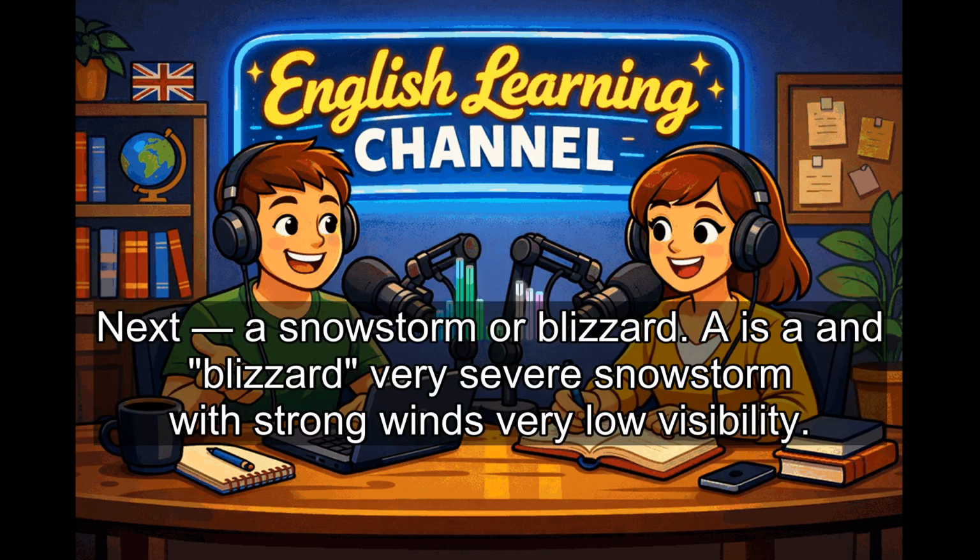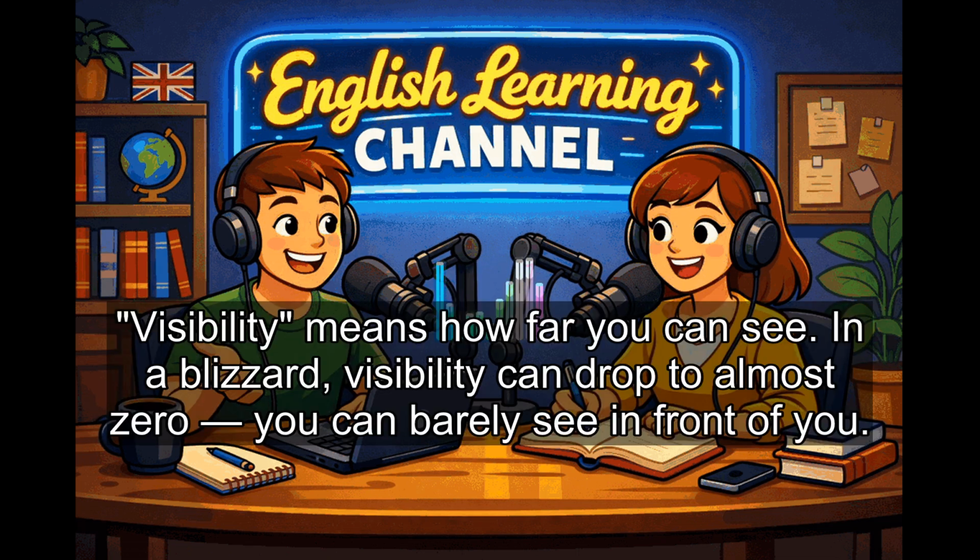Next, a snowstorm or blizzard. A blizzard is a very severe snowstorm with strong winds and very low visibility. Visibility means how far you can see. In a blizzard, visibility can drop to almost zero. You can barely see in front of you.